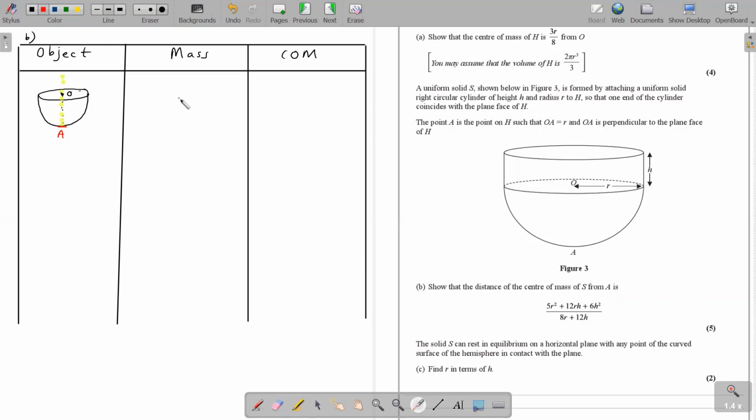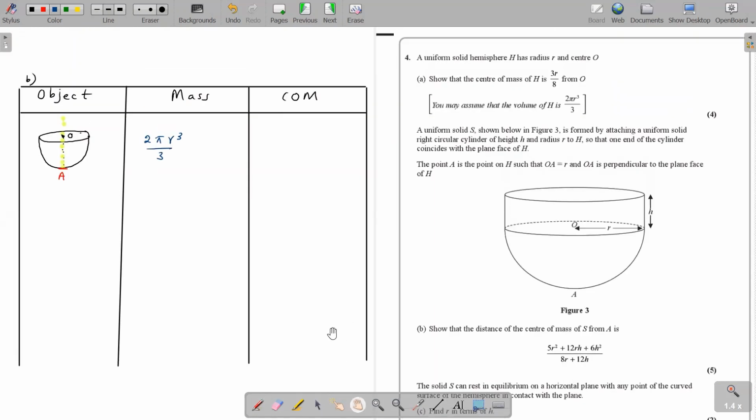Okay, first thing is the mass. Mass is proportional to the volume. So what is the mass? Mass of the hemisphere is 2 pi r cube over 3, right? Is that okay? 2 pi r cube over 3. And if you want, you can multiply it with a constant, saying the mass per unit volume is m. You can assume something like that and multiply. It will anyway cancel out.